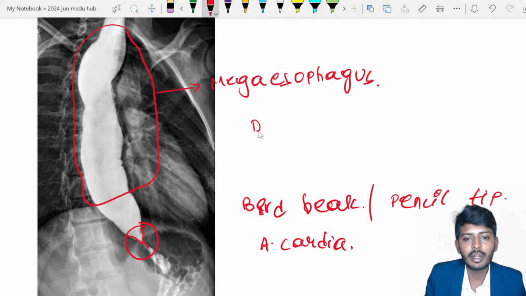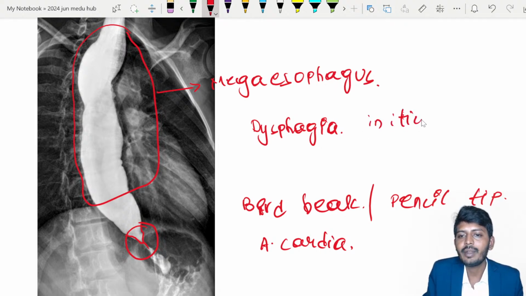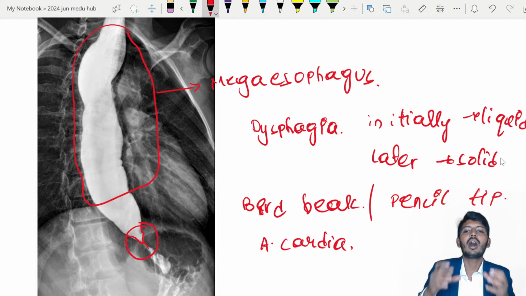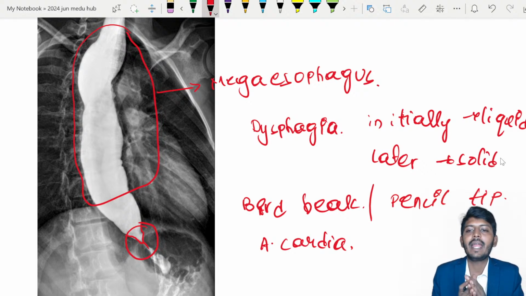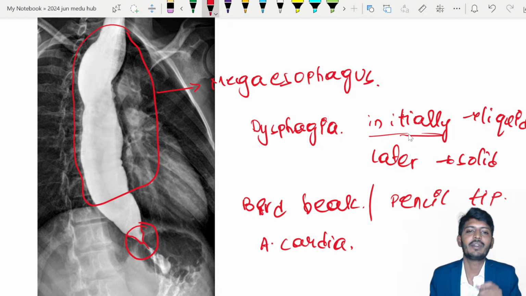So the patient will have dysphagia, very, very important. Initially dysphagia to liquids, later for solids also. What do I mean by this? Very simple. Initially there is difficulty in swallowing only for liquids, and later the person will not be able to swallow solid food either. We will call it achalasia cardia.